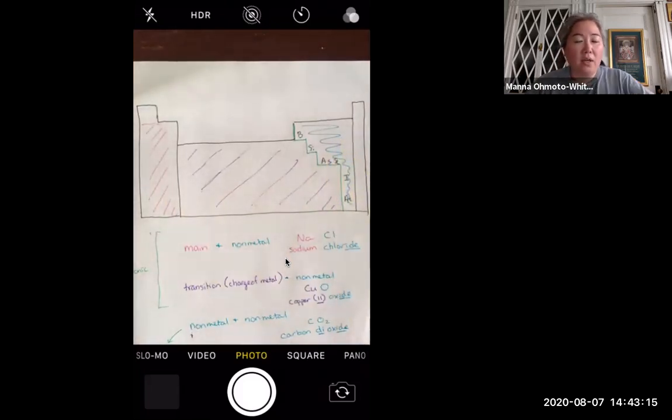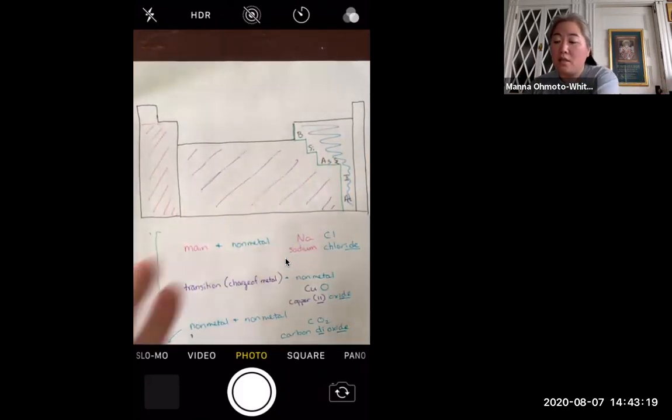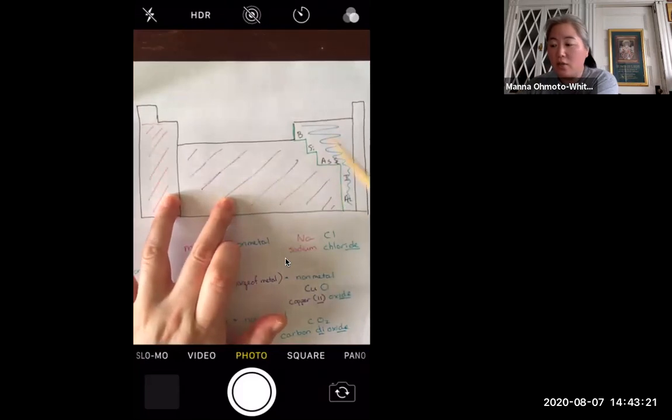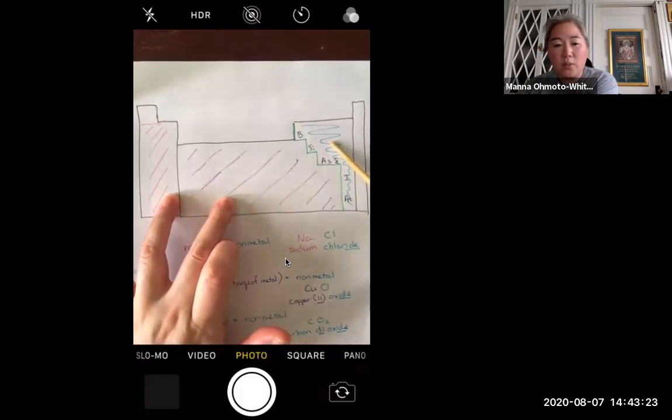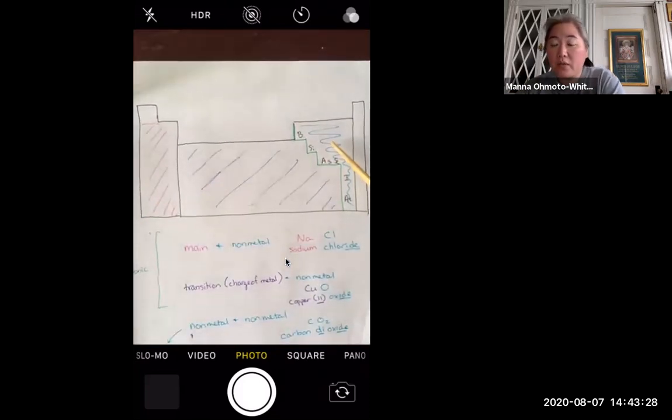So if I'm looking at my two elements, and one of the elements is on this side of the Zintl boundary and the other one is on this side, it is what we call an ionic compound. However, if both of the elements come from the blue side, from the right of the Zintl boundary, it is called a molecular compound.